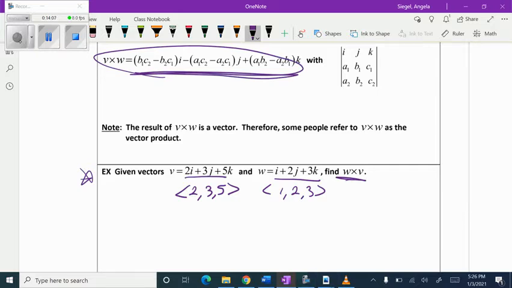First thing we're going to do is set up this matrix. I, J, K is going to go first, and notice that W is first, so we do those first. So 1, 2, 3, and then I'm going to do V underneath that, 2, 3, 5. So I have this 3x3 matrix.